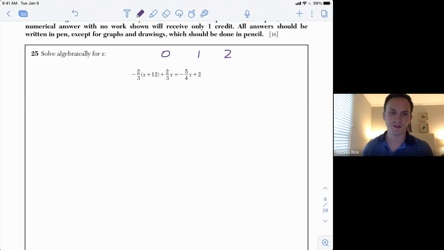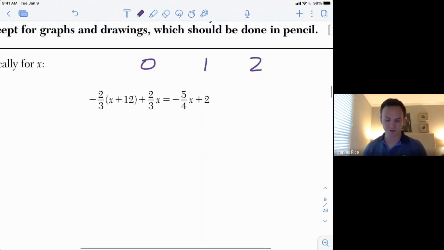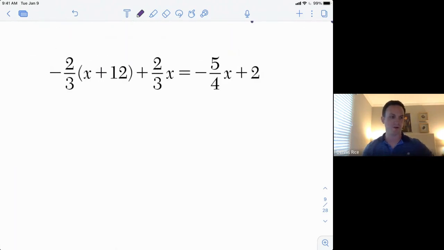All right, so we have a linear equation here. First thing that we should do, what is your instincts telling you to start with this one? Where should we start?